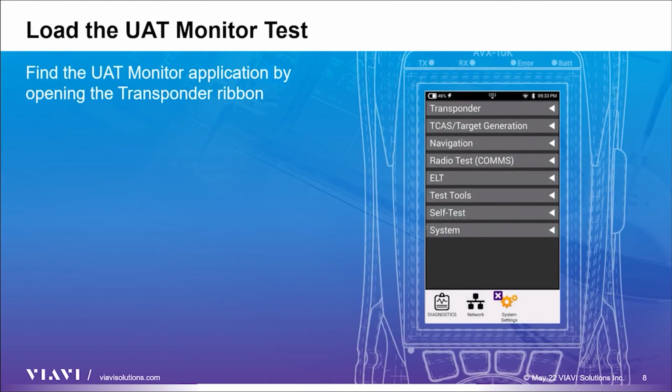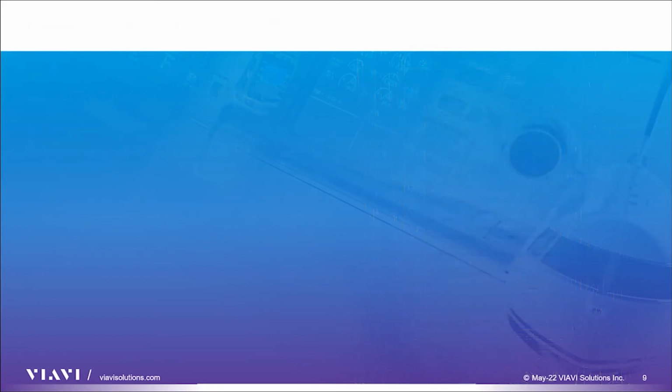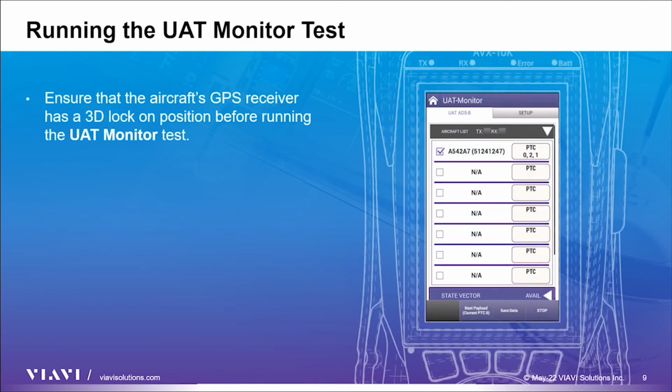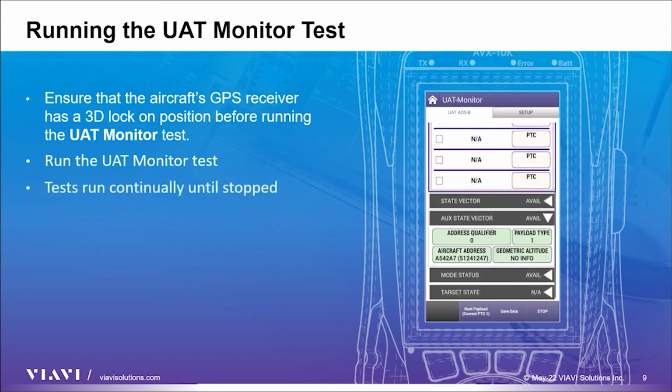Now, let's take a look at the UAT monitor application. With the test set in the On condition, open the transponder ribbon and select the UAT monitor application. After completing similar steps with the setup parameters and ensuring that the GPS receiver in the aircraft has a 3D lock, press the Run button. The unit under test will squitter its payload information, and the data that is captured will be displayed. You can scroll down to view additional data items and press the Next Payload soft key to round robin through all of the received payload data.